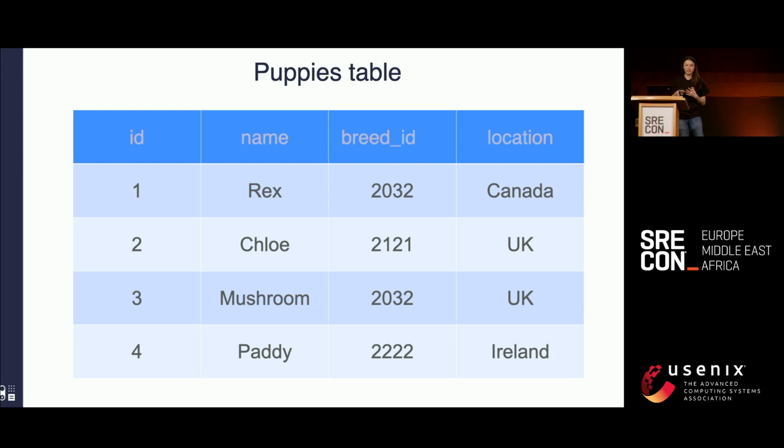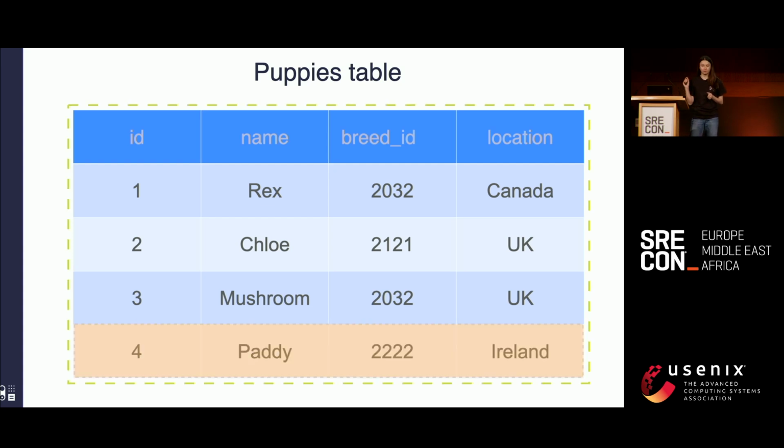Metadata locks basically look after your structures, so your table structures, your column names, your indexes, etc. And metadata locks will impact your data access because your data lives inside of those structures that you have defined. So let's say if I want to update row number 4, I will take out a metadata lock on the table.